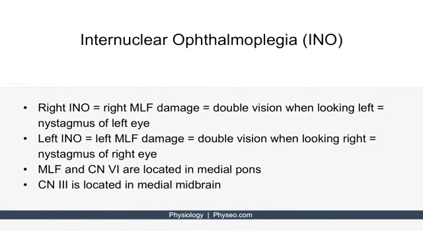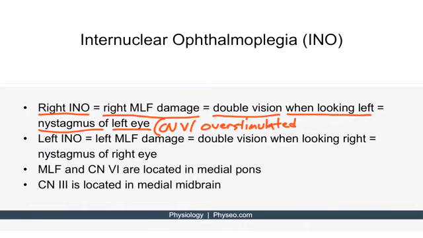So now to review, internuclear ophthalmoplegia. If you have a right internuclear ophthalmoplegia, then you have right medial longitudinal fasciculus damage. So you get double vision when looking to the opposite side, so looking left. And then you will get nystagmus of the left eye. So recall that nystagmus is repetitive, uncontrolled movements of the eye. If you have nystagmus of the left eye, that just means that cranial nerve 6, which is fully intact on the left side, is overstimulated.